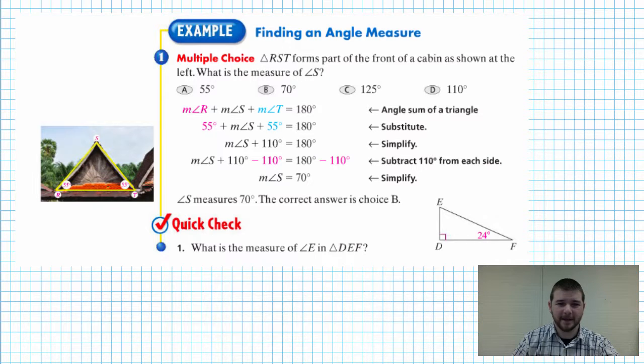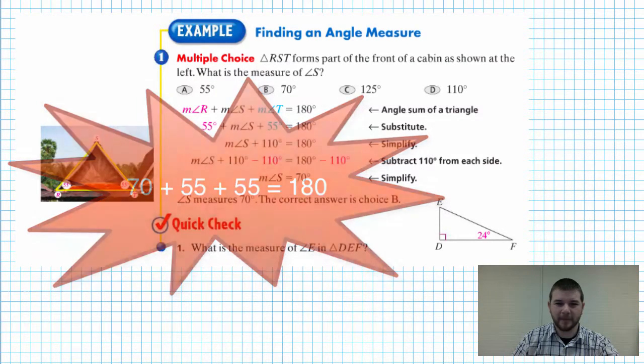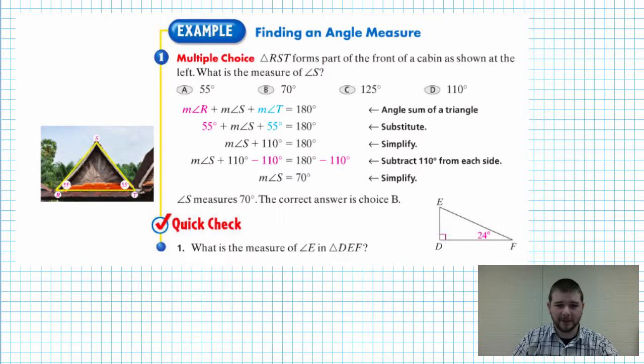Further simplifying, using SADMAP in order to isolate the variable we'd like to solve for, in this case our variable is the measure of angle S, we subtract 110 degrees from both sides of the equation to find that the measure of angle S is 70 degrees. A quick check would be just to add up. What is 70 plus 55 plus 55? If that equals 180, then we're in business. That leads us to answer choice B, 70 degrees.